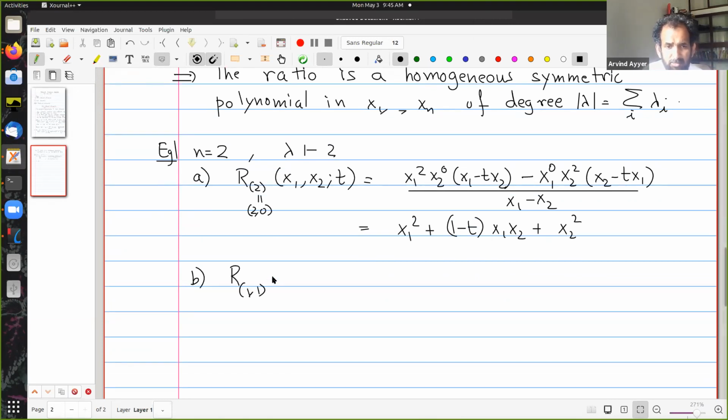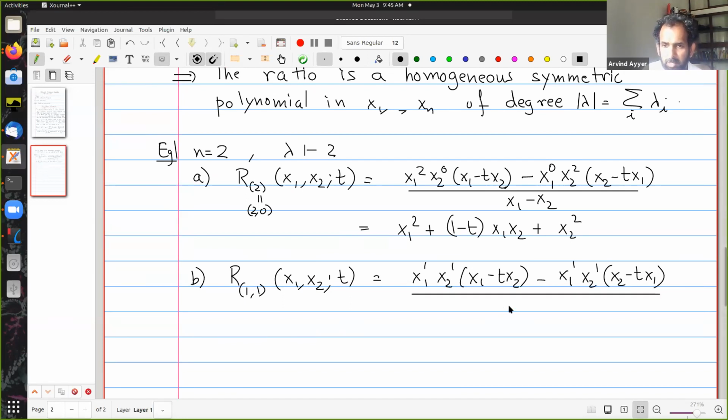This is going to be illustrative. So that's 1 comma 1. R11 of x1, x2. Now both have exponent 1. I have x1 to the 1, x2 to the 1. This part remains the same. Minus x1 to the 1, x2 to the 1, x2 minus t x1, divided by x1 minus x2. Right? And now if you see, both these terms will give the same contribution, and I'll get 1 plus t times x1 plus x2. Okay.